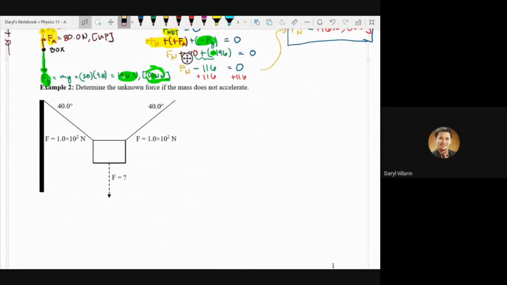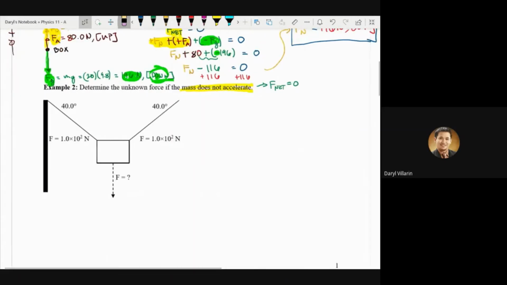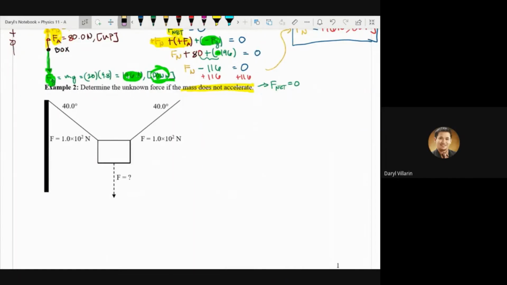Okay. Determine the unknown force if the mass does not accelerate. Okay. So the mass does not accelerate. So talking about this object, the key word there is that if it does not accelerate, net force is equal to 0. Or if you can see here, I have some forces that are angled off. So that gives me an idea that this would be pertaining to two-dimensional forces.